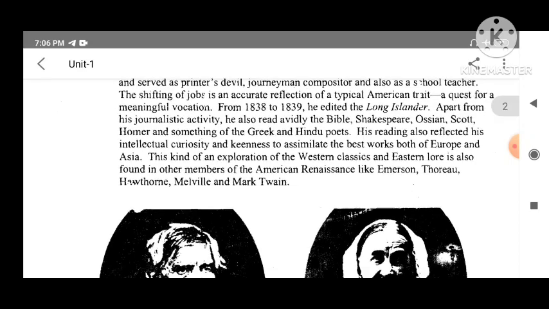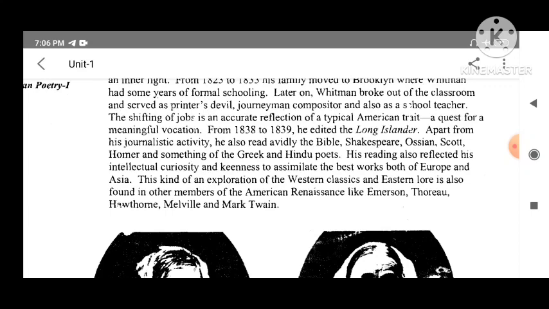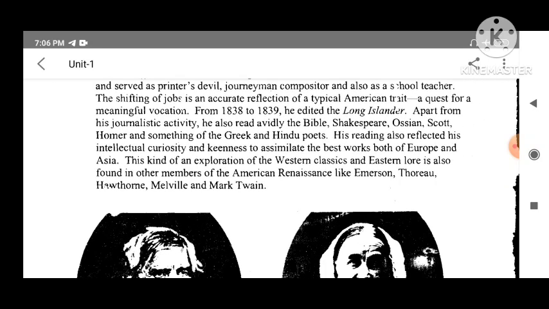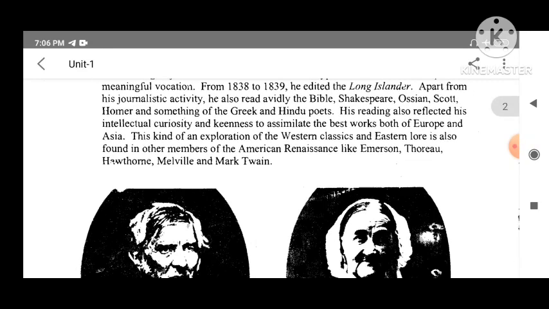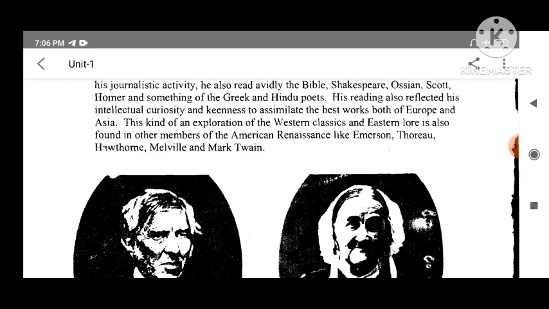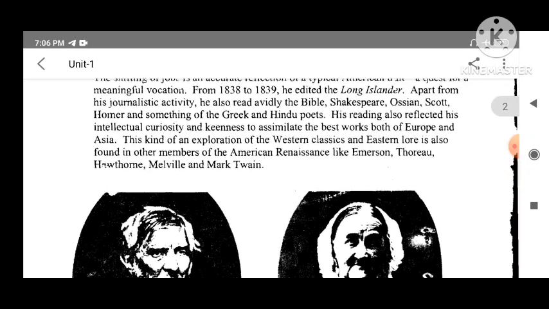Apart from his journalistic activity, he also read avidly the Bible, Shakespeare, Ossian, Scott, Homer, and something from the Greek and Hindu poets. His reading also reflected his intellectual curiosity and keenness to assimilate the works both of Europe and Asia. This kind of exploration of the Western classics and Eastern lore is also found in other members of the American Renaissance like Emerson, Thoreau, Hawthorne, Melville, and Mark Twain.